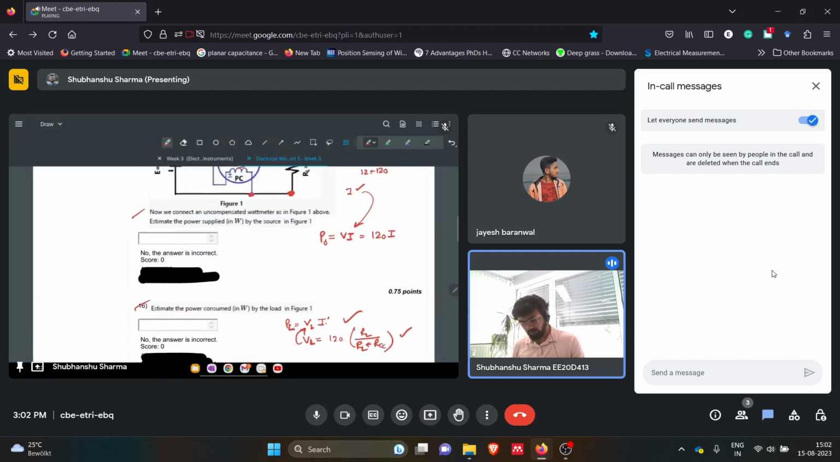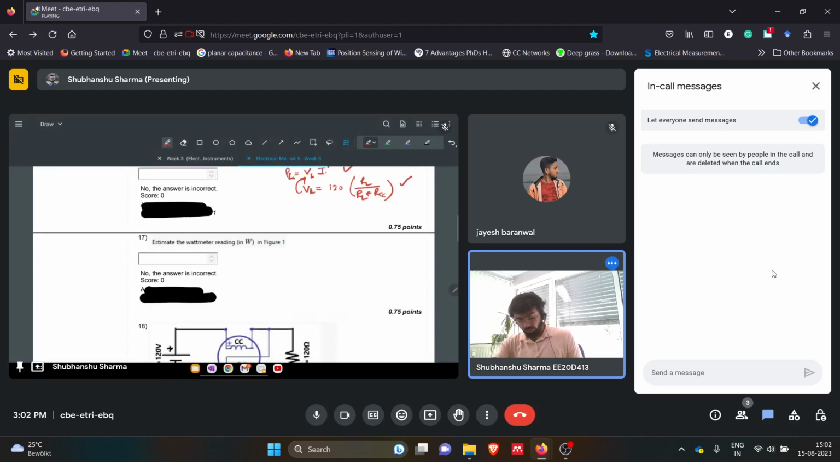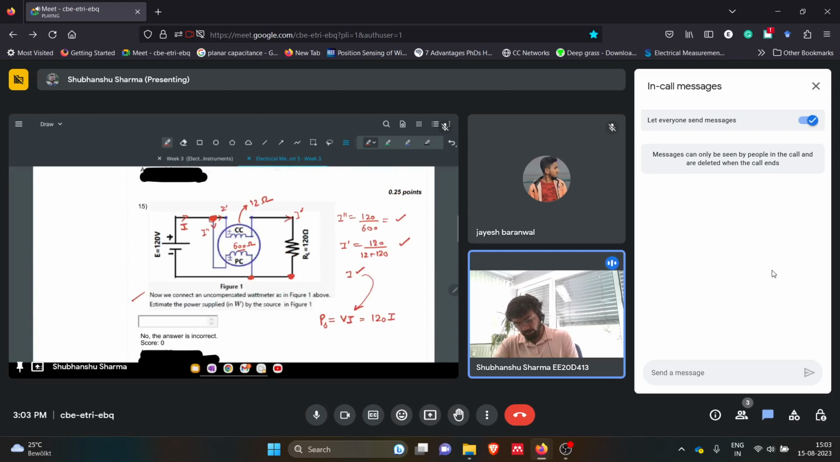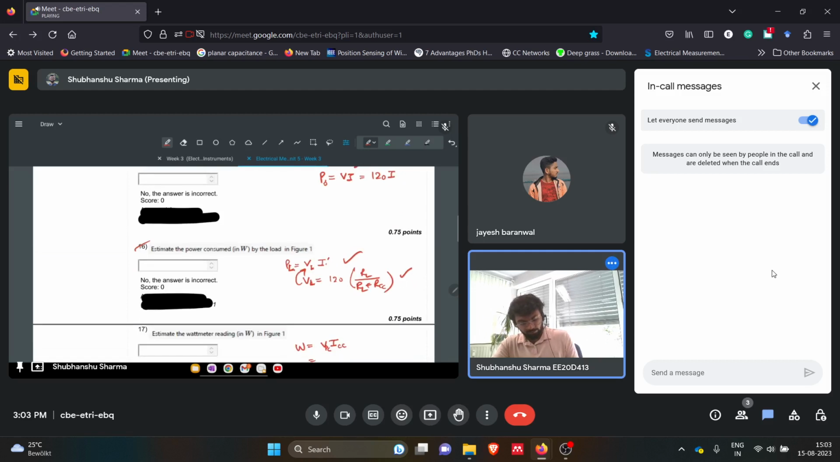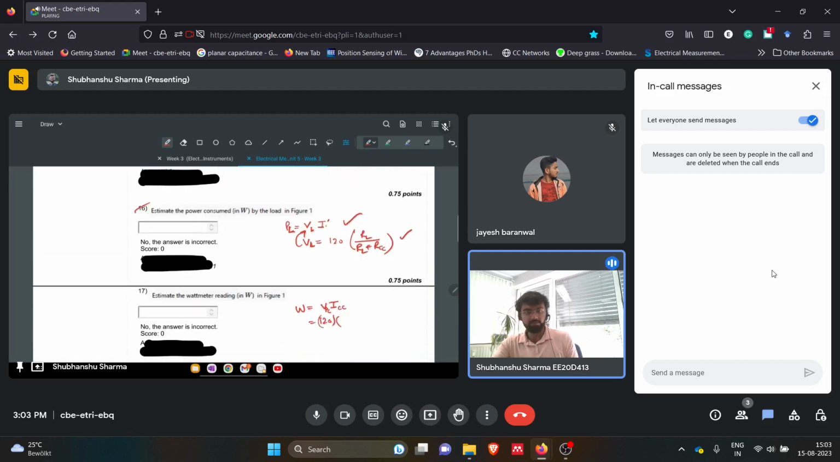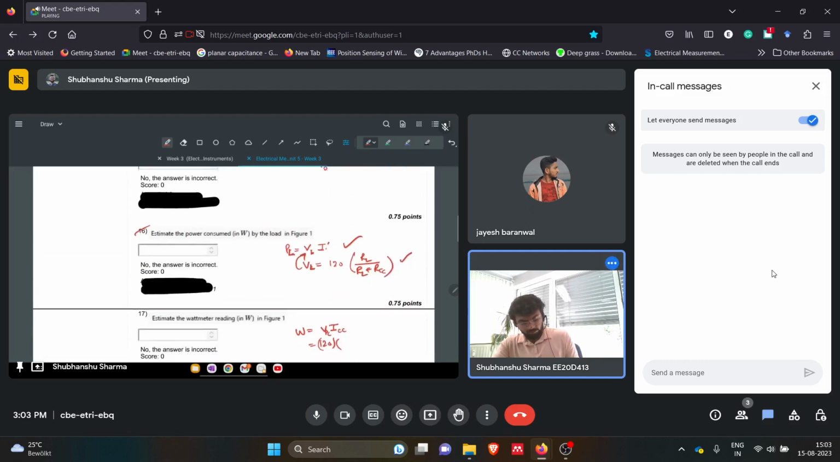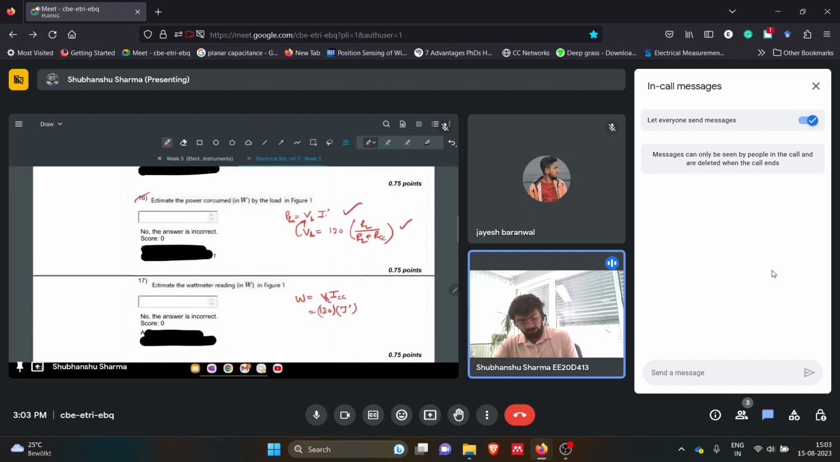This was also fine. Estimate the wattmeter readings. So wattmeter readings will be what? Wattmeter reads V into I. V is the voltage across its pressure coil, and I is the current through its current coil. The voltage across its pressure coil is this voltage, 120 volts. And ICC, the current coil current, is I prime, which we calculated from here, and then we can get W also.